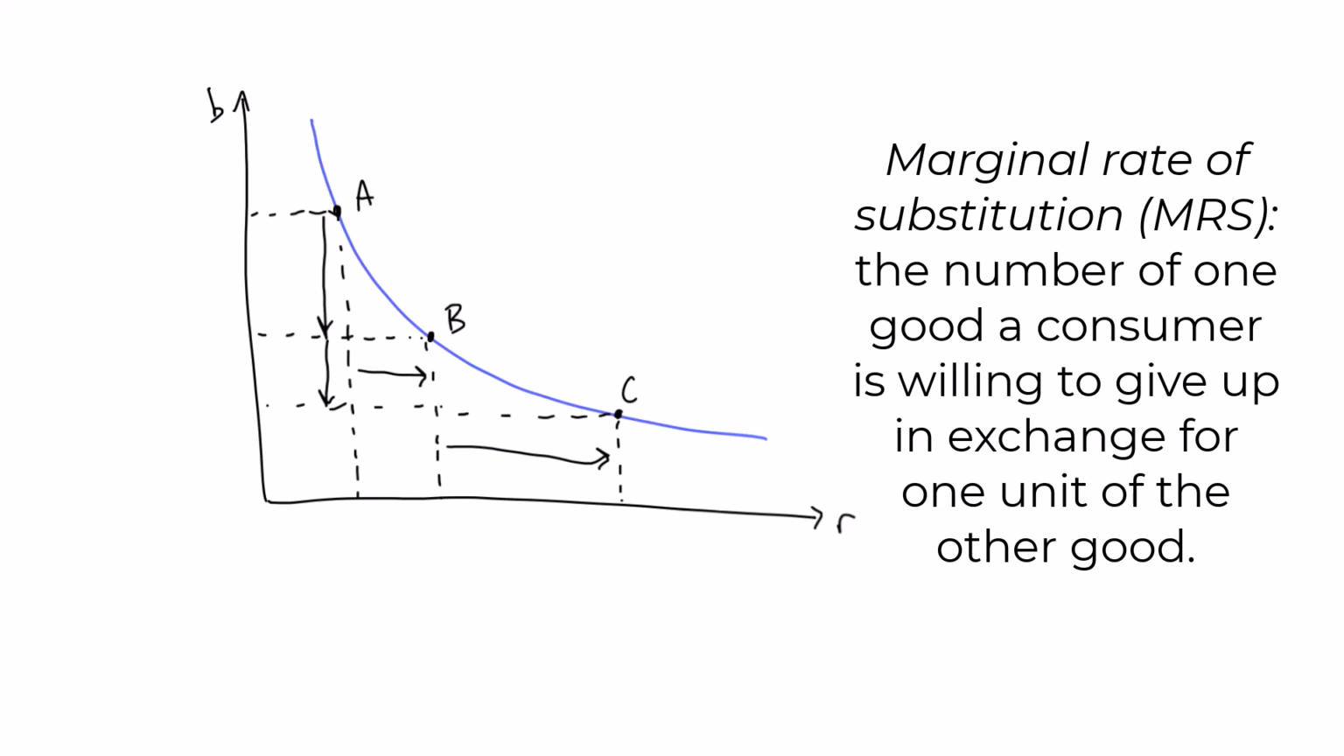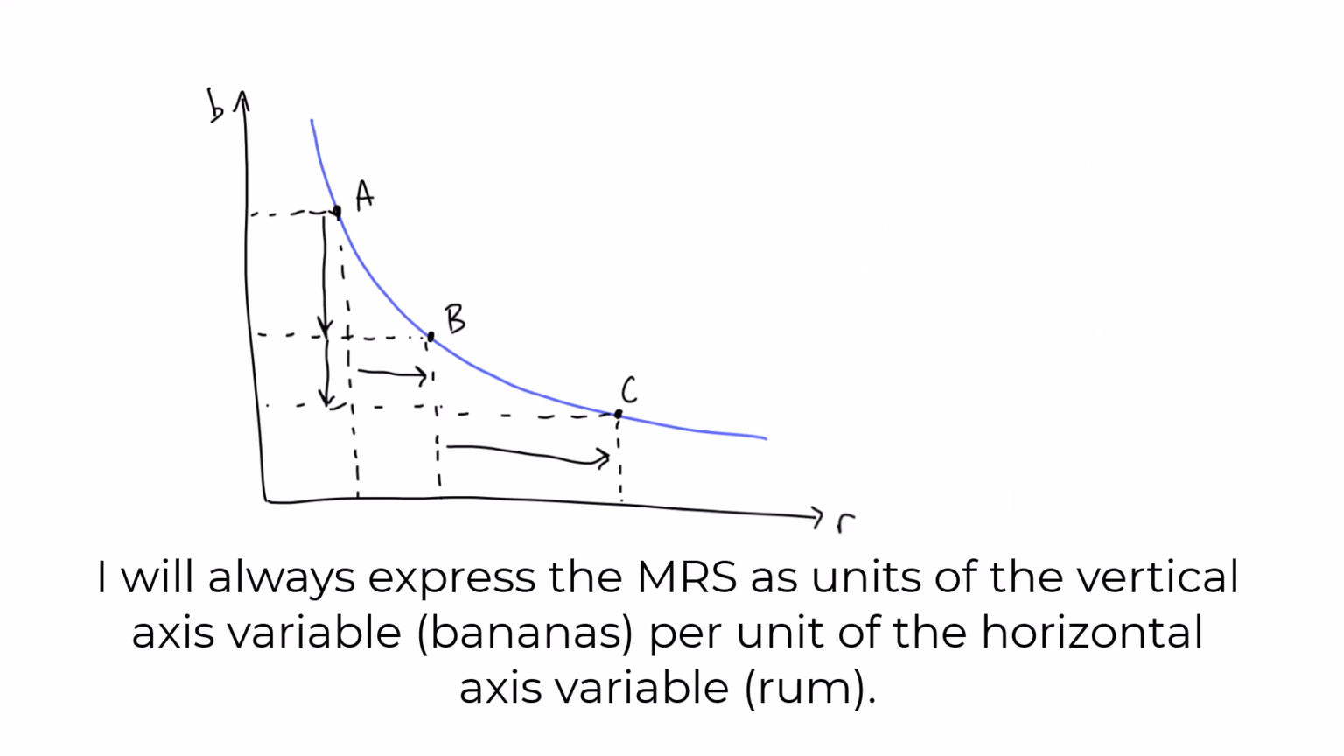In an intermediate micro class, you would mathematically calculate the equation for the MRS, but for our purposes, I will just give this one to you. And in our example, let's suppose that our marginal rate of substitution is 2B over R. Remember that B and R are the amounts of bananas and rum that we're currently consuming.